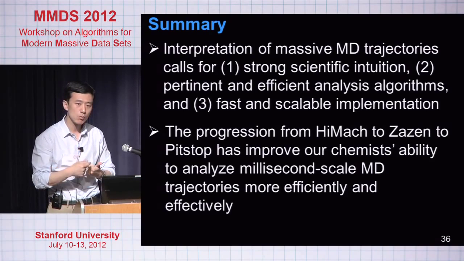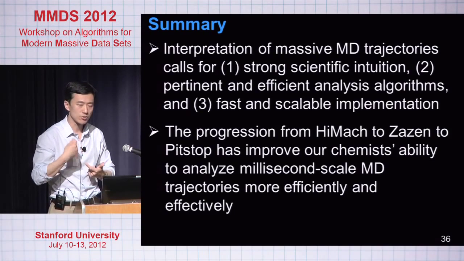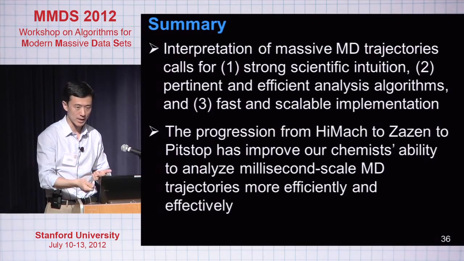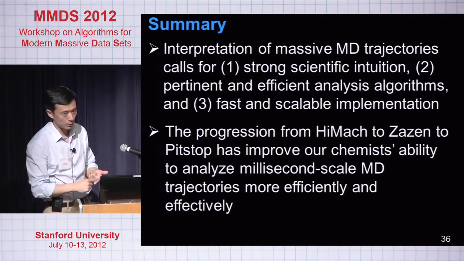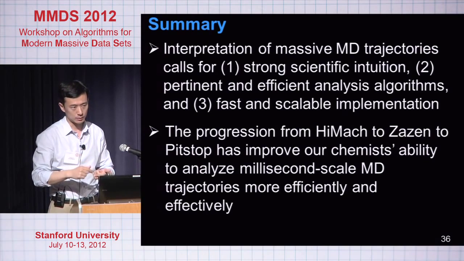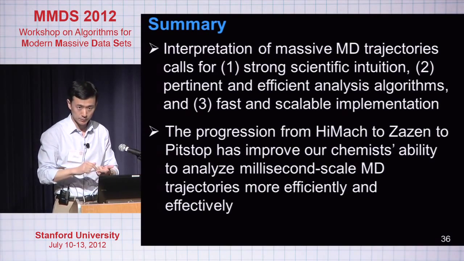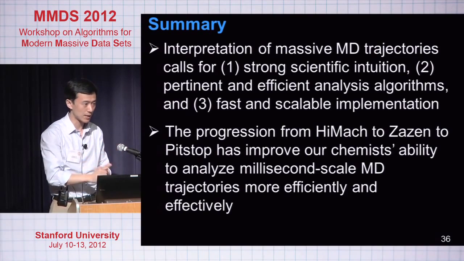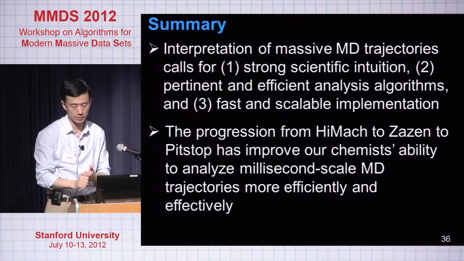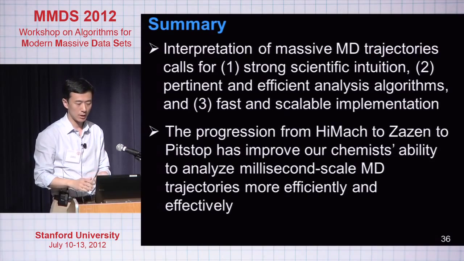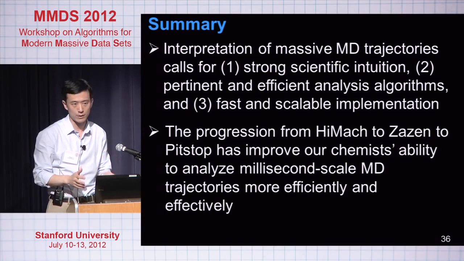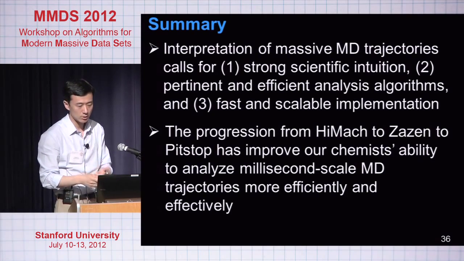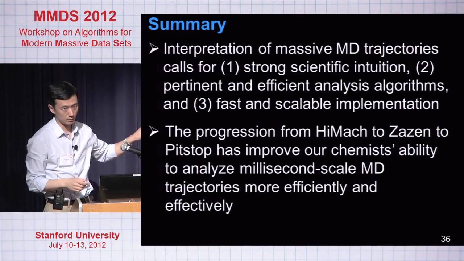And that means they will have a strong say in terms of the selection of the algorithms that must be used to run the analysis. This is the second point. You need to provide efficient and pertinent analysis algorithms. Efficiency is very important in terms of algorithm complexity. If it's not feasible, you won't be able to generate the required result. And thirdly, you need to have a fast and scalable implementation because of the scale of the data you have to deal with. So all these three are important.